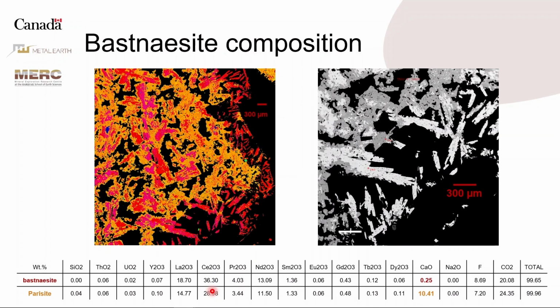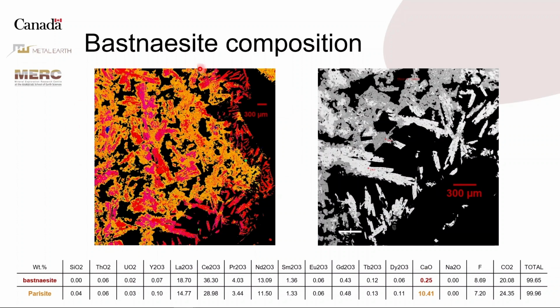So this is the composition of Bastnaesite. It is very elevated in rare earths. And this Bastnaesite in our samples is starting to be altered into parisite. The main difference between the two is the amount of calcium that we can see here, so it's going to be our main tracer of whether or not our mineral is altered.